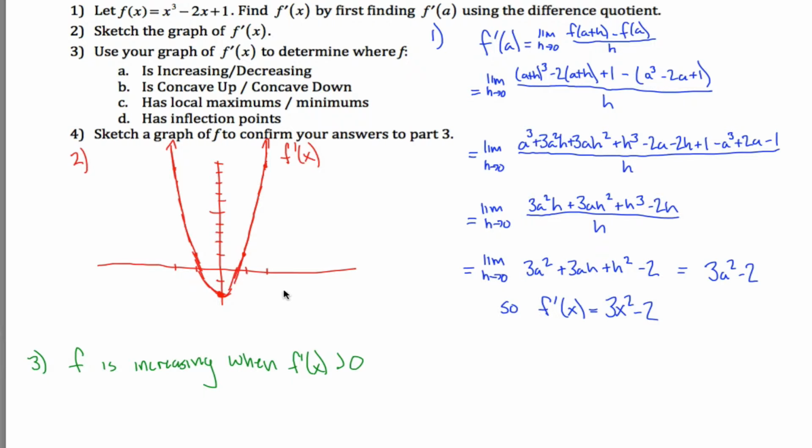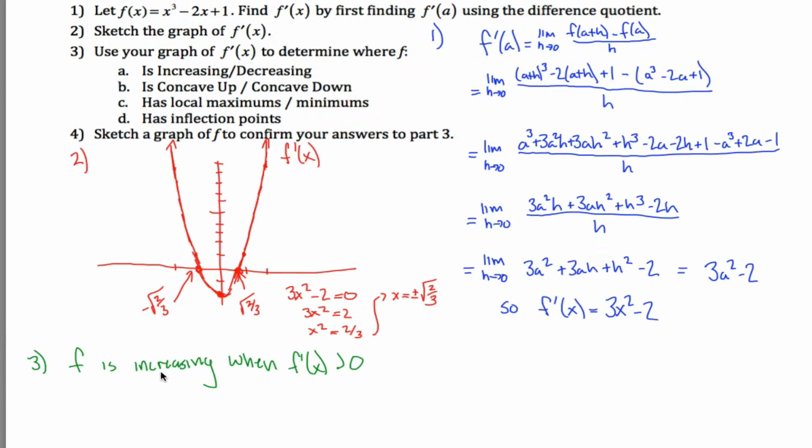So what I can do is say, all right, 3x squared minus 2 equals 0. So 3x squared equals 2. So x squared equals 2/3. So x is equal to plus or minus the square root of 2/3. So this point right here is at the square root of 2/3, and this point right here is the negative of the square root of 2/3.